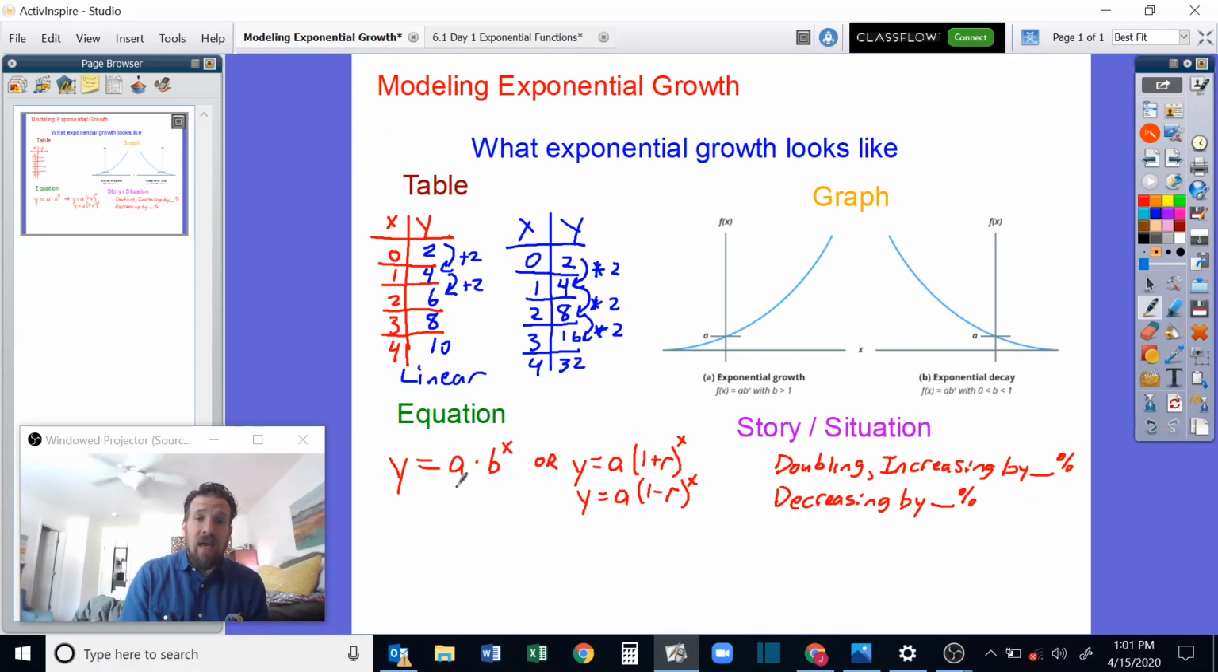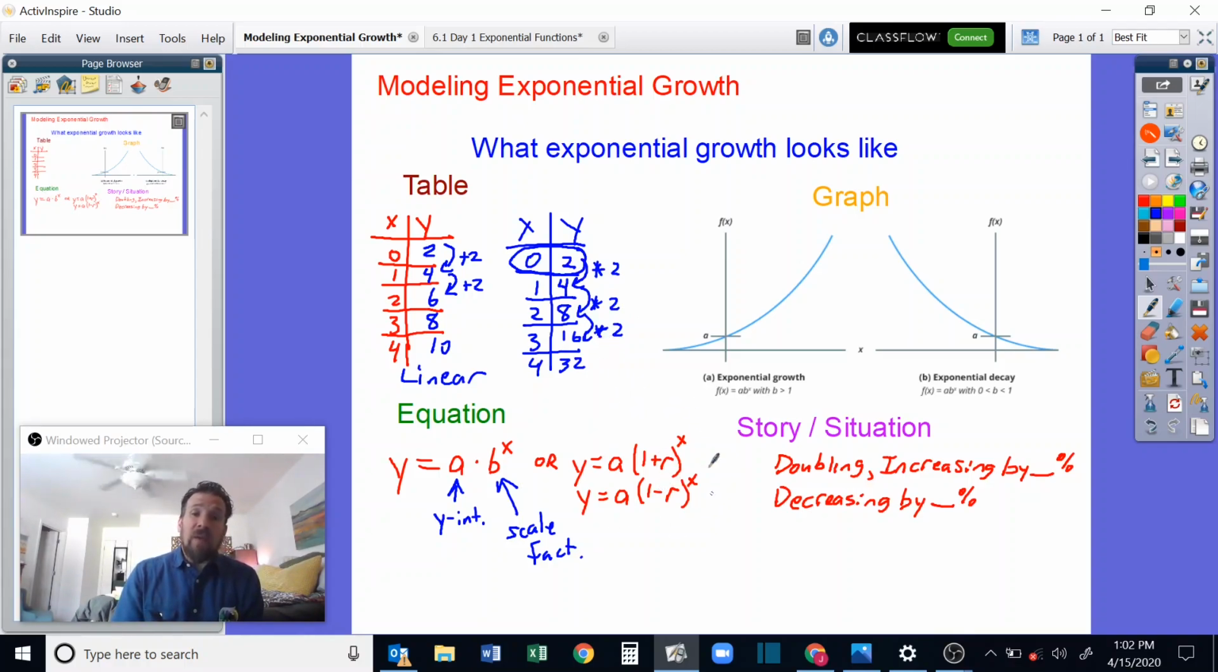And what it's going to have is this A is going to be our starting point, which, just like in a linear situation, is our y-intercept. It's going to be this place where x equals 0. That's going to be A. Here A would be 2. Then this B, the scale factor, becomes what we're raising to the x power. This is our scale factor for the table. Now, in another video, I will talk a little bit more about how to find that scale factor if it's not given to you or if it's not obvious.